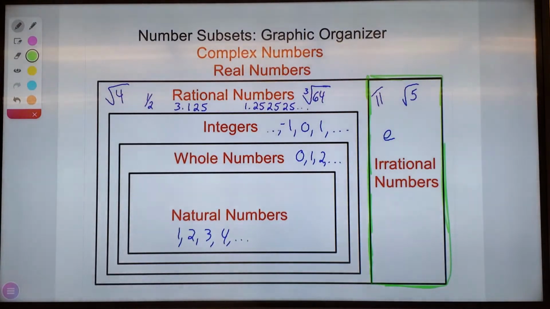So again, you're going to be able to remember these if you put this together. This will be asked for on several things throughout this entire first unit, so make sure that you're able to distinguish between a natural number, a whole number, an integer, a rational or irrational, and then a real or complex number.